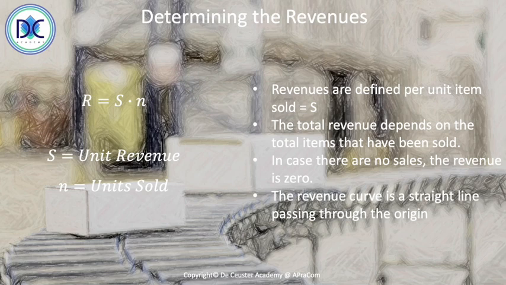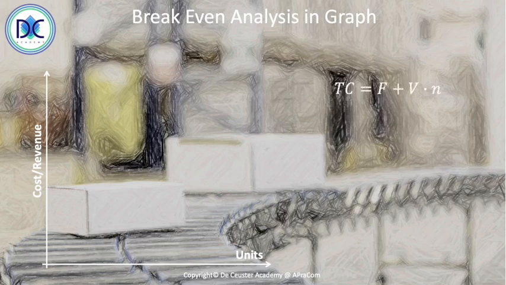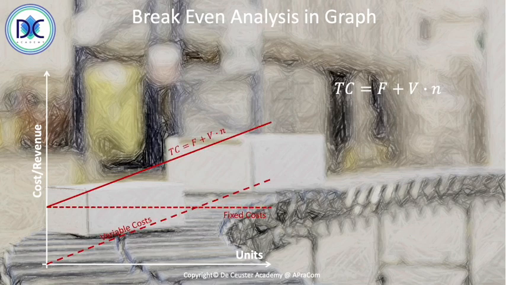We can draw for a simple case the break-even analysis in a graph. So we have on the x-axis the number of units produced, and on the y-axis we have cost or revenue. We have both of them here because we're comparing cost and revenue. The first element to add is the total cost. So we see the total cost is the fixed cost plus V times N. And we see the two graphs. We have the variable cost, we have the fixed cost, and the full red line is the totality of all the costs.